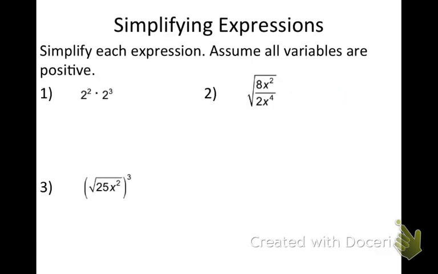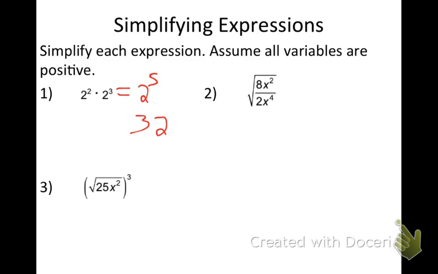All right, so number 1 here. I want to simplify each expression, assume all variables are positive. So number 1, I have 2 squared times 2 to the 3rd. There's a couple different ways I can work this problem out. First off, when I multiply them and they have the same base, what do I do with my exponents? I add. So this is really the same thing as saying I have 2 to the 5th power, which 2 to the 5th power is actually, anybody? 32.